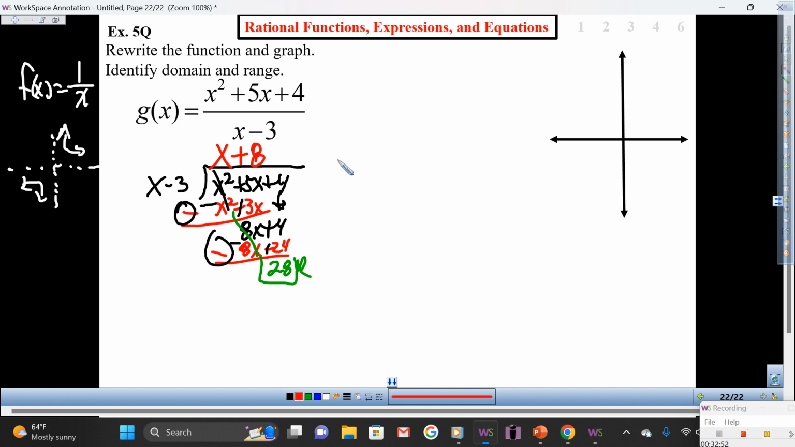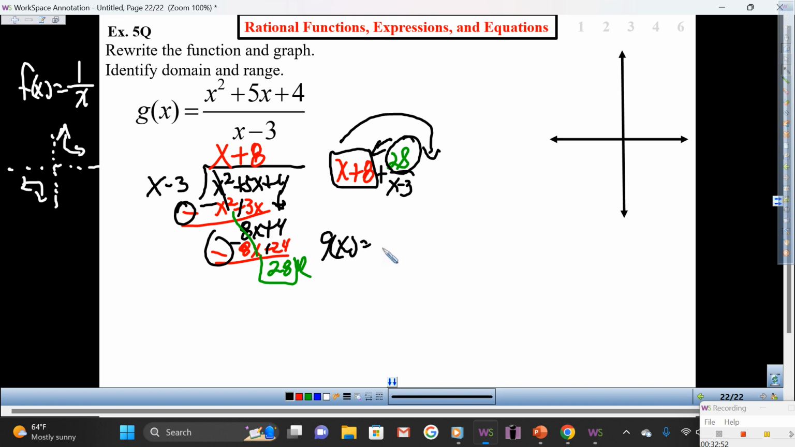So how do we rewrite this? x plus 8 plus 28 over x minus 3. Can we leave the 28 here? No. Can we leave this one over here? No. So my new function is g of x equals 28 times 1 over x minus 3 plus x plus 8. So my VA or x equals is 3.